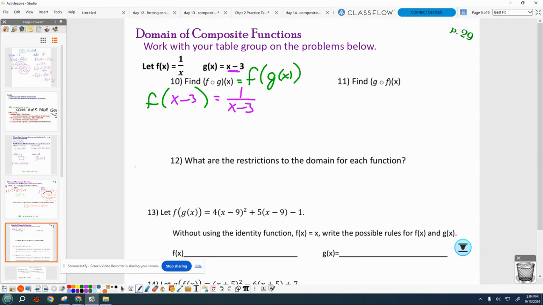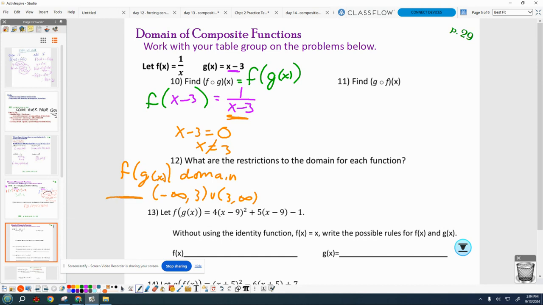Eileen, are there any x values that can't go into this? Okay, so when this is 0, that's a value that you need to kick out. So f of g of x has a domain that's everybody except that 3. So the restrictions, we could write it as all the x values are okay except 3 as this union, this interval notation stuff here, or I could say x can't be 3. And do you guys understand why x is not allowed to be 3? Because it makes a divide by 0 problem.